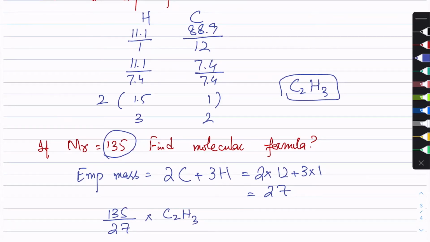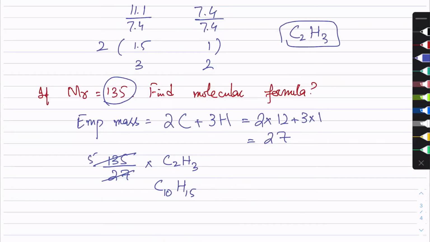So I'll do that. This will give me 5. So C10H15, and that is my molecular formula. That's how you solve it. You find the MR, which you already have, you find the empirical mass, you divide them, and then you multiply with the empirical formula, as Daniel said. Very good, Daniel.